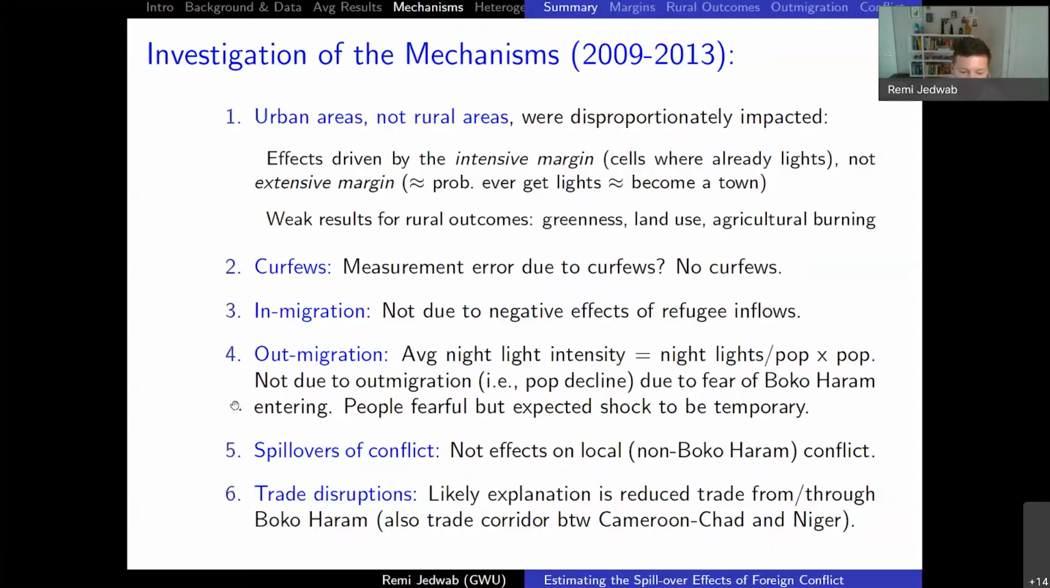And finally, our main explanation is that there must be this trade disruption because you have all this income decline in the Boko Haram area, the region is becoming darker, so you have less trade overall in the area. The other thing as well, the Boko Haram areas serve as a trade corridor between Cameroon and Chad on one side and Niger on the other side. So then they cannot trade anymore, they have to go all the way around the Boko Haram area. We still need to do more work on that, but hopefully we'll get some more results in the future.